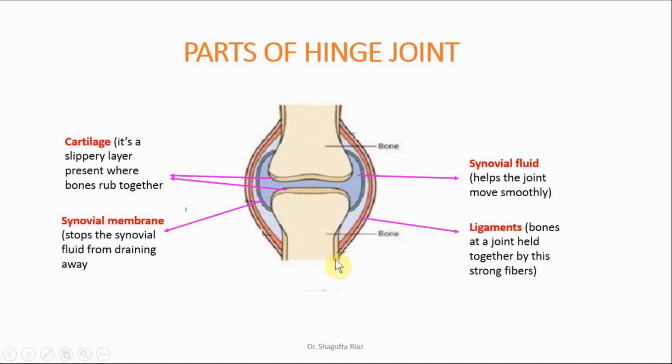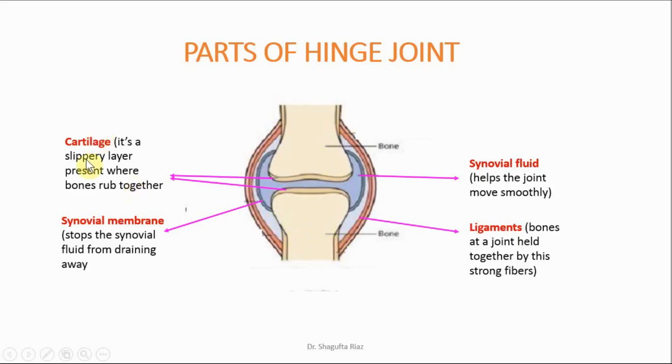Basically, a hinge joint consists of these four important parts. The first one is ligaments. What are ligaments? Ligaments are tough connective tissues which hold this joint together because of this strong fiber made up of connective tissue. You can see this slightly reddish layer. This reddish layer is basically ligaments which are holding this bone together, keeping it intact, right?